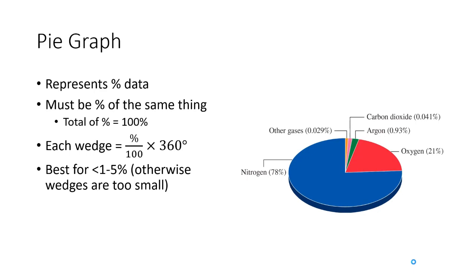So for carbon dioxide and other gases, we basically wouldn't be able to see the wedge that was in there. So that wasn't done very well on this graph that I grabbed off of the internet. It would be better, if you're trying to illustrate to people how small the amount of carbon dioxide actually is in the atmosphere, to show that it's just a tiny little line that you can't see, whereas this makes it look like it's much more than it actually is.